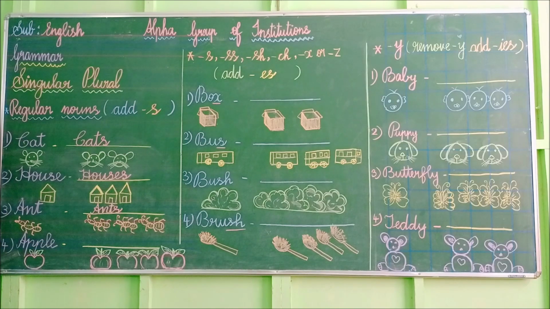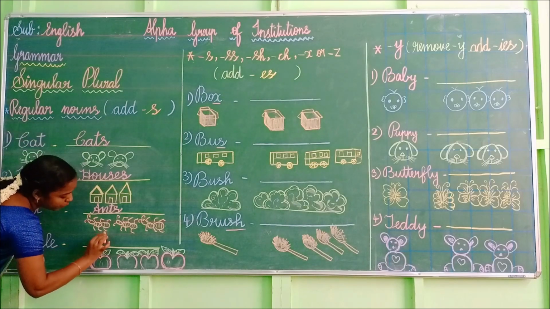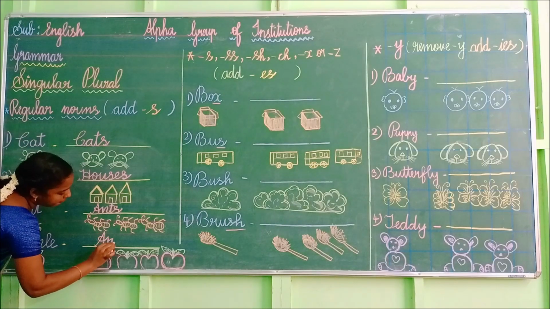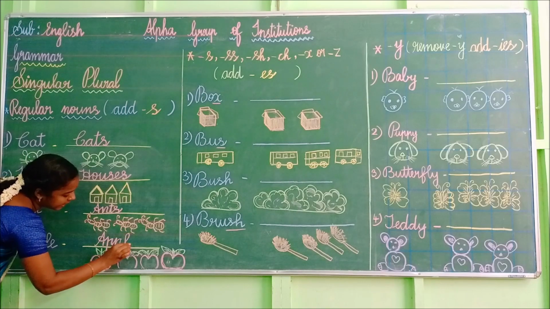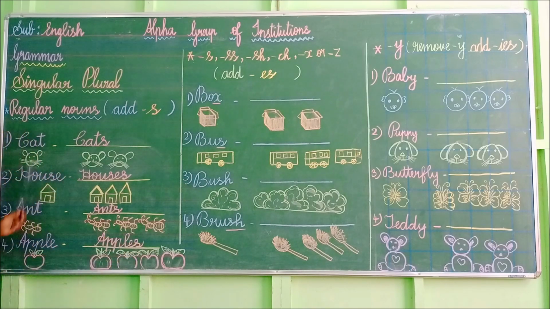See the next one. Apple. A-P-P-L-E, apple. Here you have only one apple. So it is singular. Here you have 1, 2, 3, 4 apples. So you have to change the apple into plural. The plural form of apple is apples. A-P-P-L-E-S. So for the regular nouns, you have to just simply add S to the singular noun to change the singular into plural. Have you understood, children?